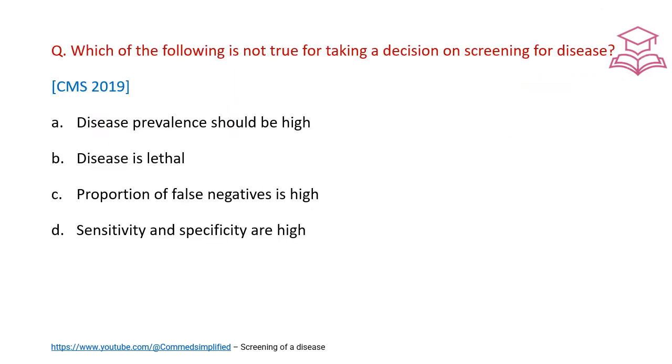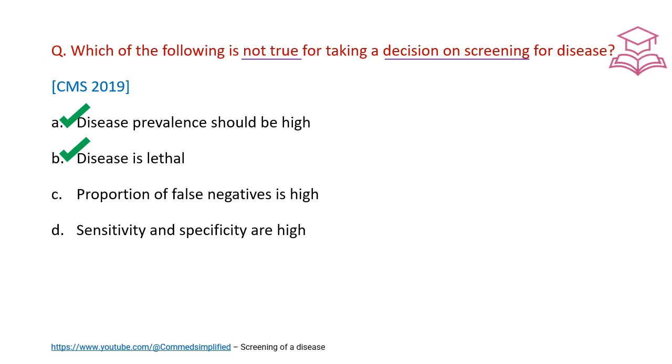Which of the following is not true for taking a decision on screening for disease? The question is asking for the statement that is not true. Disease prevalence should be high. If a disease has high prevalence in the community, the screening program will be useful. Disease is lethal. It is also a correct statement. Early detection of a lethal disease by a screening program is useful.